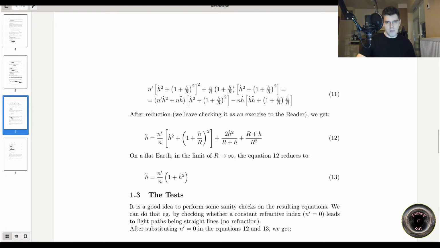Okay, and I'm just writing that after reduction we get this. Basically, what I'm doing here is I'm trying to put all the terms with h two dots, that's the second derivative of h with respect to x, on the left side, and everything else on the right side, and we get such an equation. And I believe that this is correct.